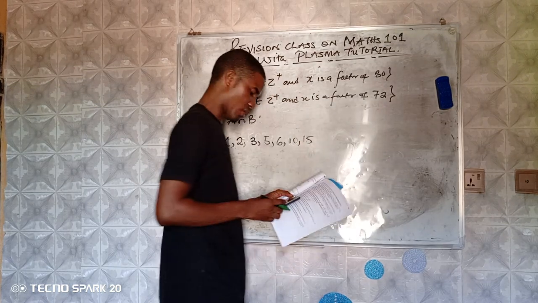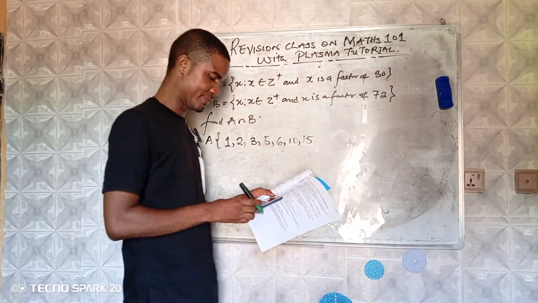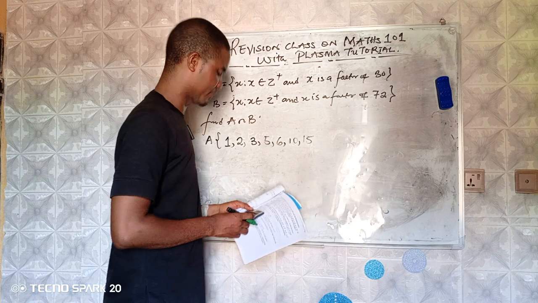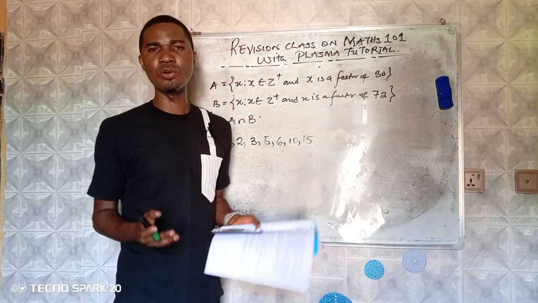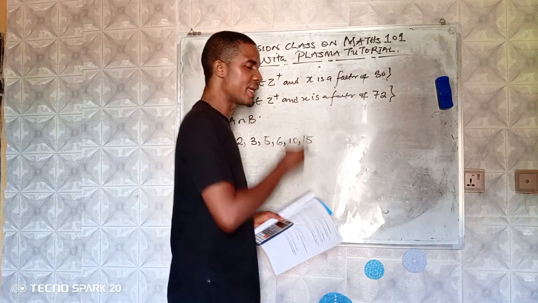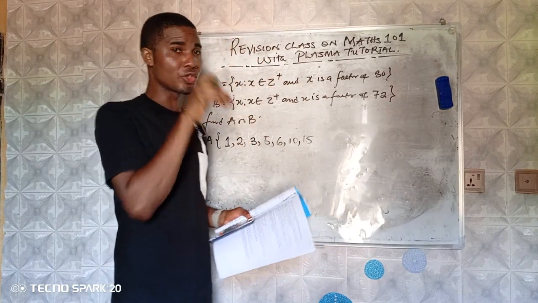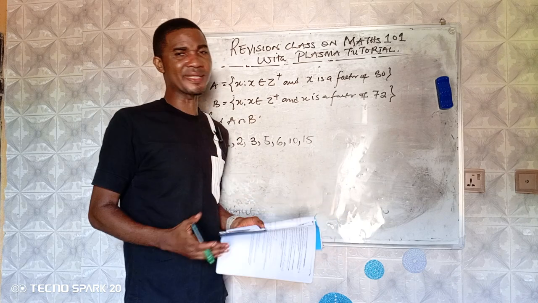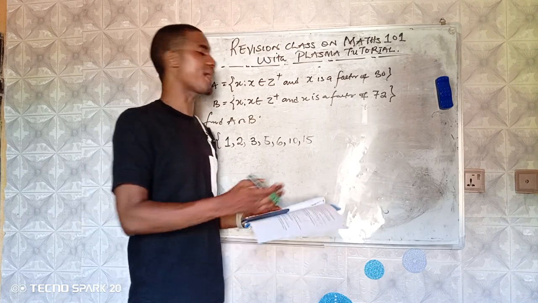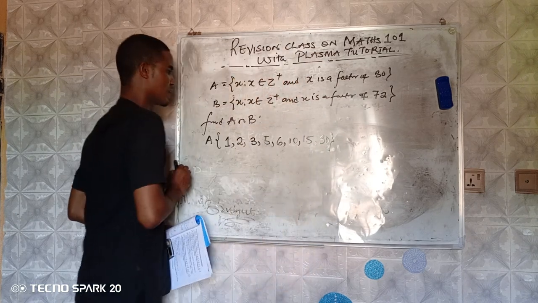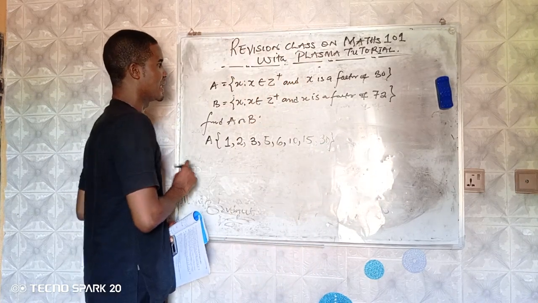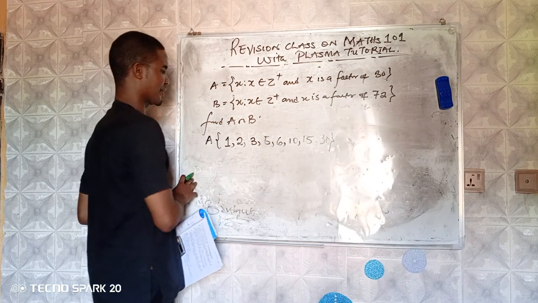15, yes, because 30 divided by 15 will give us 2. 16, no. 17, no. 18, no. 19, no. 20, no. 21, no. 22, 23, 24, 25. The next one you are going to see there is 30 itself. These are the factors of 30, and they are all positive integers.